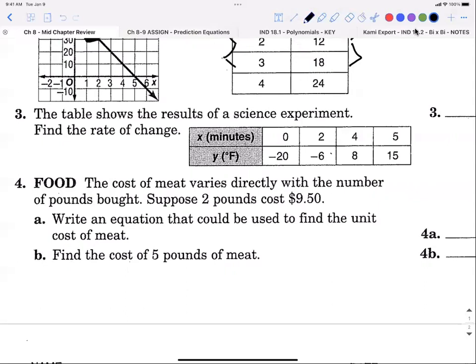Yes, sir. I think it's 75. I think it's, but you're right. You just divide 9.50 by 2 because 2 pounds is that. So 1 pound is going to equal $4.75.